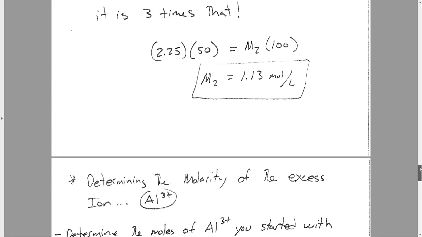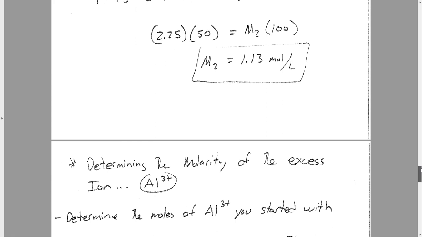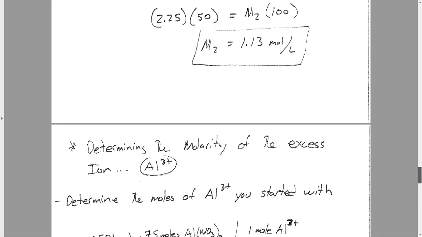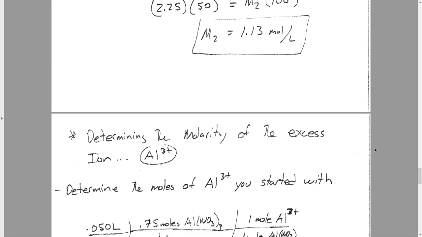Now let's get to the more difficult question. What's the molarity of the aluminum ions? The reason why we can't just do M1V1 equals M2V2 like we did with the spectator ions is because the moles we finish with that are dissolved are not equal to the moles we started with, because some of that aluminum, remember, precipitated out of solution, and now it's in the solid.